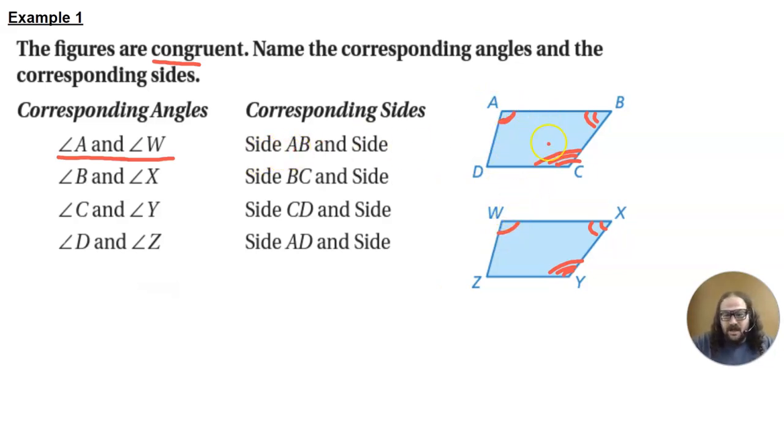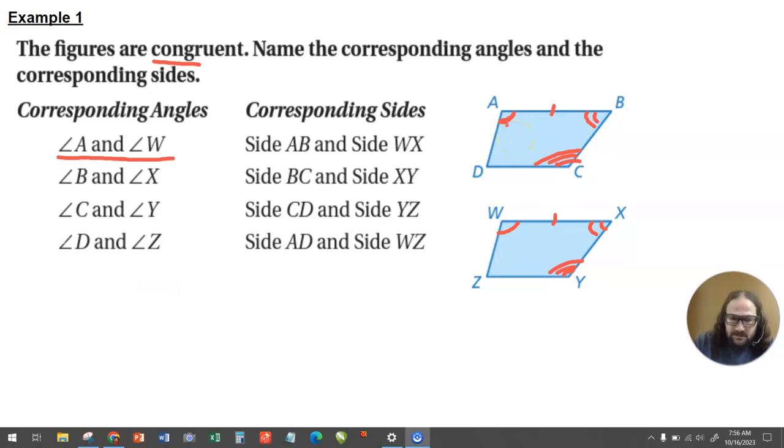So then the sides, side AB is congruent to side WX. So AB and WX are corresponding sides. Side BC over here is going to correspond to side XY. Side CD is going to correspond to side YZ. And side AD is going to correspond to side WZ.